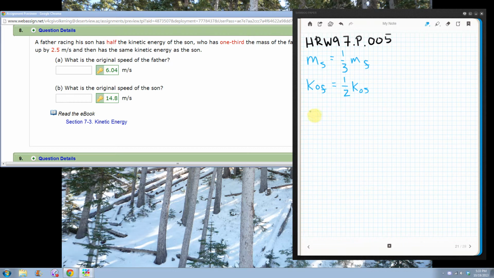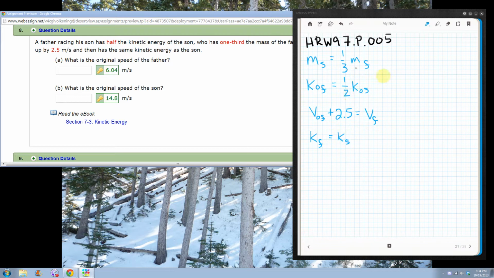Now he speeds up by 2.5 meters per second, so the initial velocity of the father plus 2.5 is going to be the final velocity of the father. After he speeds up, I know that the kinetic energy of the father equals the kinetic energy of the son. Notice I'm using F's on everything that has to do with the father, S's on everything that has to do with the son. If it's their initial value, I put a little naught on it, 0. And if it was final, I just left it off, just like we did in all our kinematics equations.